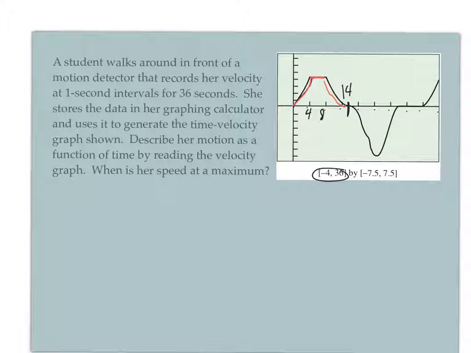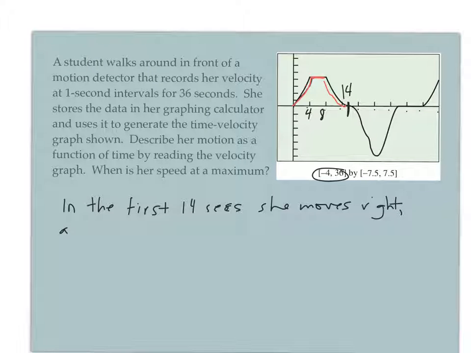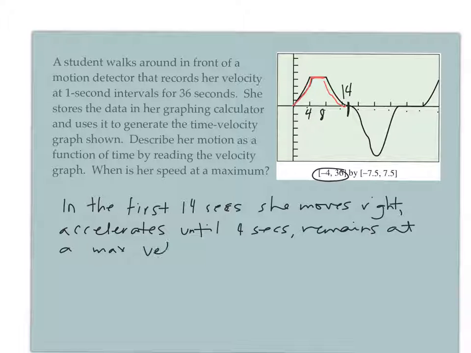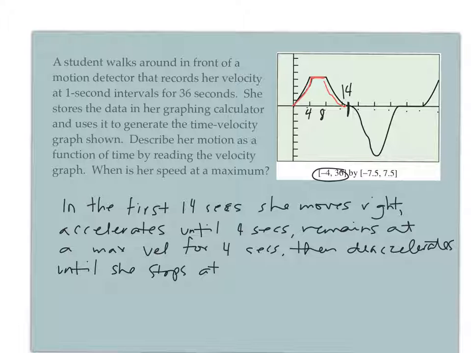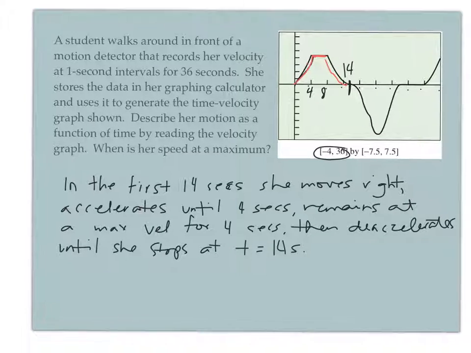So I would say in the first 14 seconds, she moves right, accelerates until 4 seconds, remains at a max velocity for 4 seconds, then decelerates until she stops at t equals 14. Okay, so something like that. You're just describing what's happening.